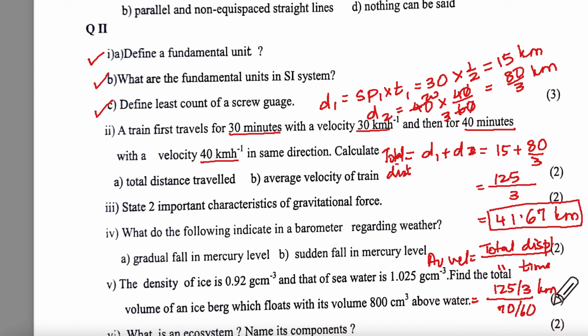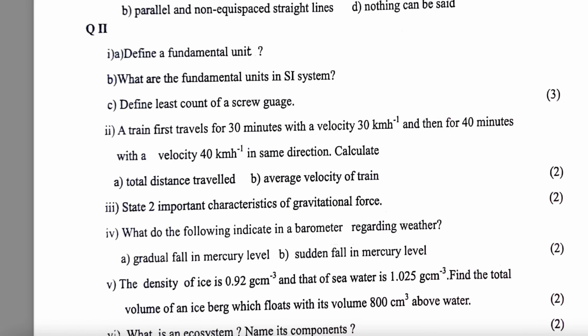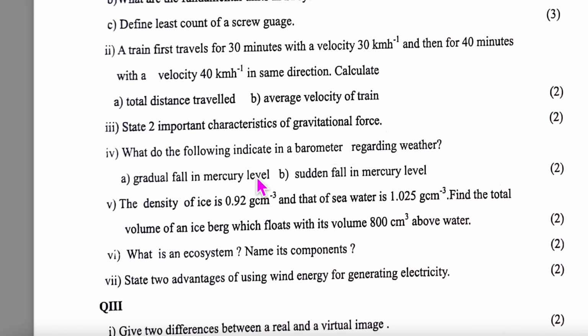This is kilometers and this is hours. So that will come out to be 125 upon 3 into 60 upon 70. Calculations are a little irritating, but it's alright. 250 upon 7. That is equal to, make it into decimal and write the answer. Okay, so otherwise it is just a straightforward learning paper.